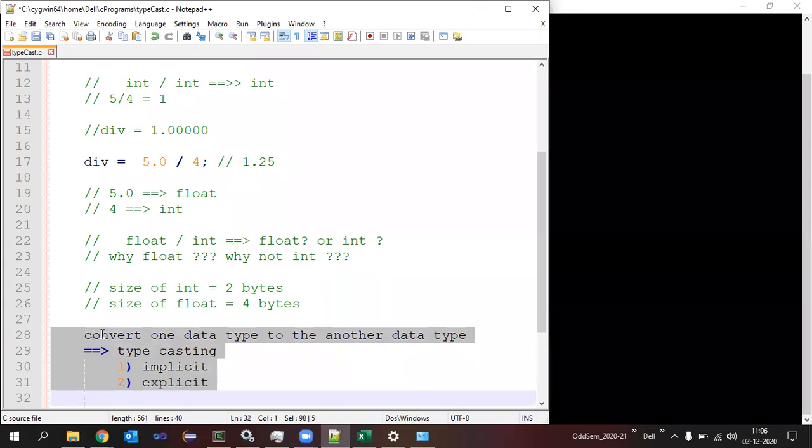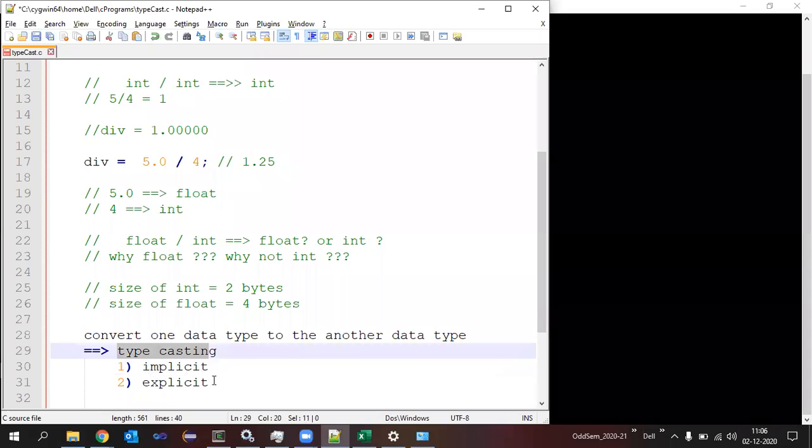So we have converted one data type to another data type. That concept we call typecasting. In typecasting, there are two types. One is implicit and the other is explicit. Implicit means it is something like automatic.